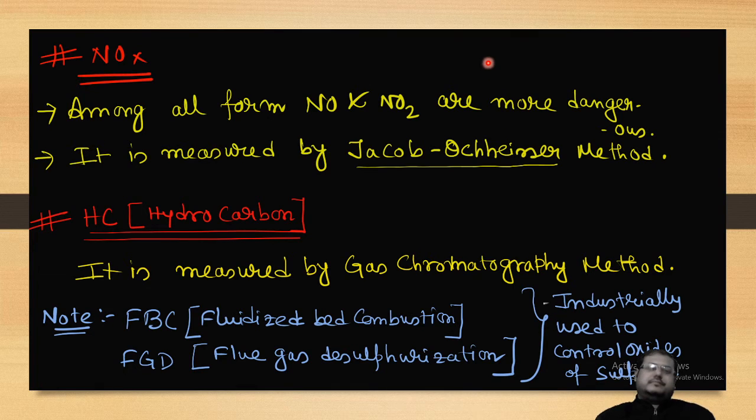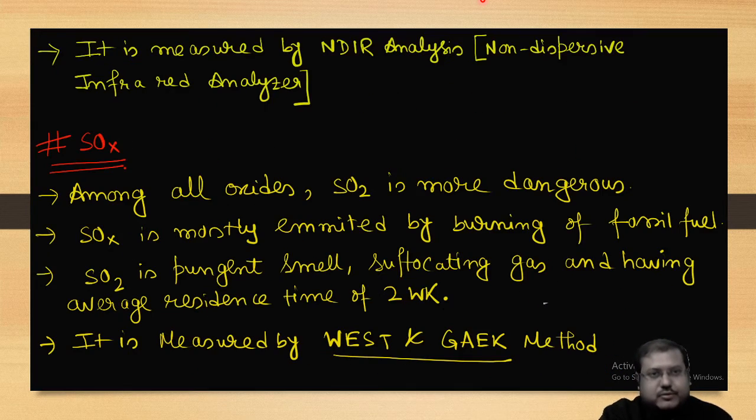NOx. Among all forms, NO and NO2 are more dangerous. It is measured by the Jacob-Hochheiser method. We need to know this Jacob-Hochheiser method. Then hydrocarbon is measured by the gas chromatography method. This is the information we need to remember. To note, FBC, fluidized bed combustion, and FGD, flue gas desulfurization, are industrially used to control the oxides of sulfur. Have a look at this process.